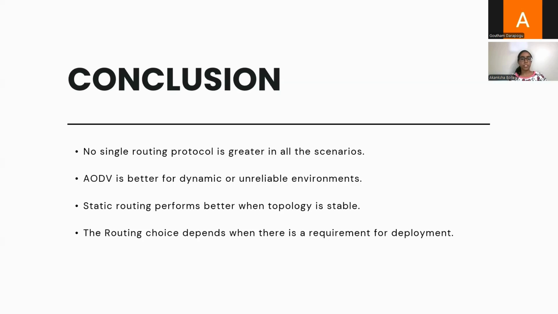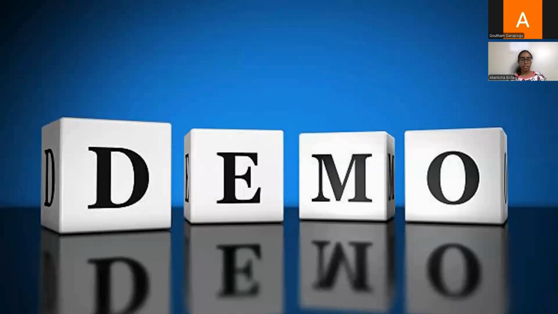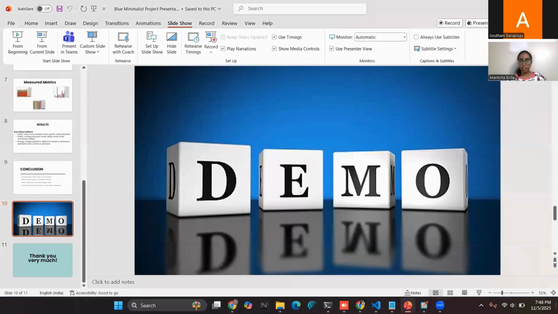So in conclusion, our results showed that there is no single best routing protocol for all situations. In dynamic or unreliable networks, AODV works better because it can quickly change between routes. In a stable topology, simple static routing can be more efficient. So the routing protocol must be chosen based on the specific deployment requirements. Now we'll go to the demo.